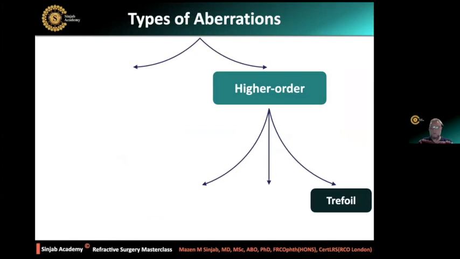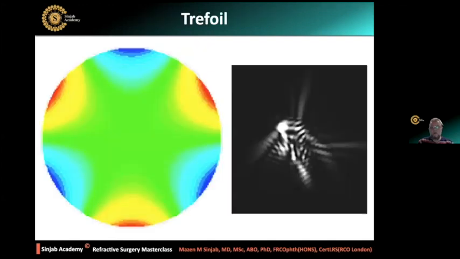We come to the trefoil. Okay, trefoil people will suffer from something like a Mercedes-Benz symbol, let's say. Actually, the trefoil affects the peripheral vision, while the coma affects the central vision.